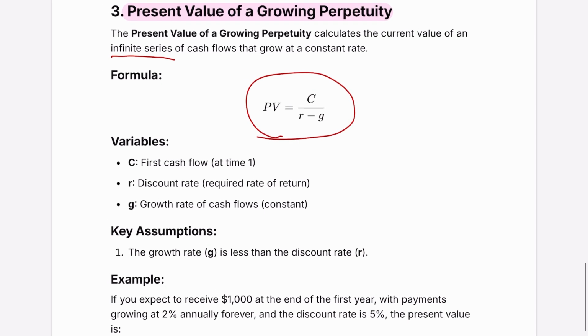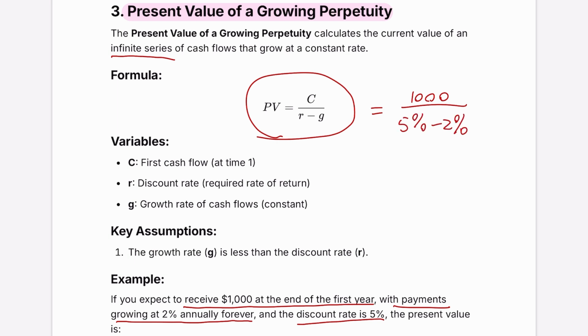Now let's have a look at an example. If you expect to receive 1,000 at the end of the first year, the payment grows at 2% annually forever, and the discount rate is 5%, you can directly use this formula. So at the end of the first year, receive 1,000 divided by the discount rate minus the growth rate. Discount rate is 5%, growth rate is 2%, and as this is an infinite case, you just apply this formula and calculate 1,000 divided by 3%. And you can put it in your calculator and find the answer directly.